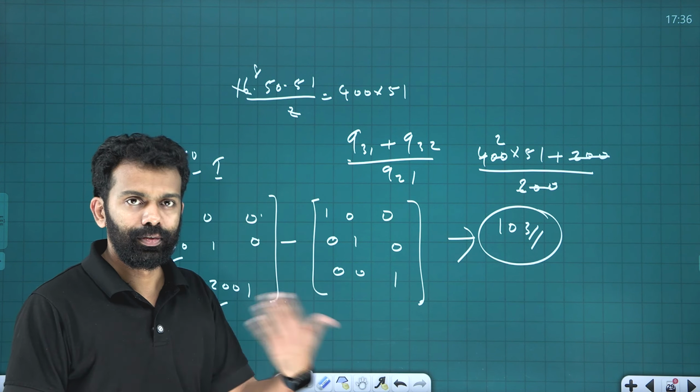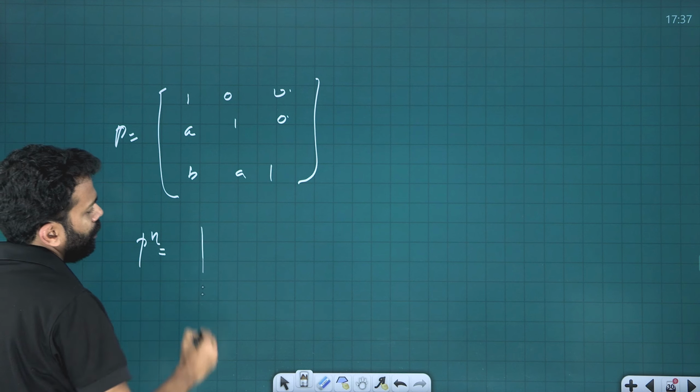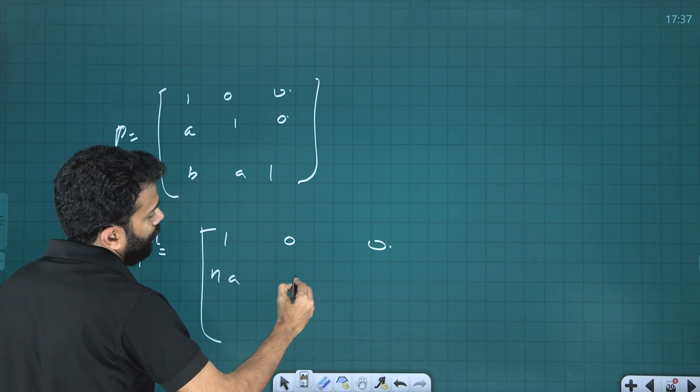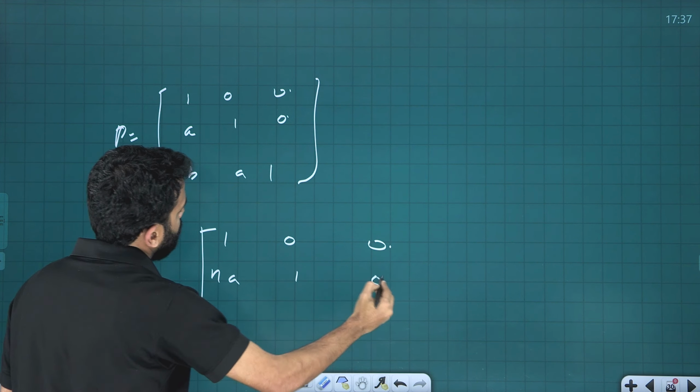Okay. Just one more thing. I am going to tell you a shortcut for this matrix. This matrix was like this: 1, 0, 0, 1, 1, and here also it was 0, then A, B, A. If it is P, then P raised to n is equal to 1, 0, 0, nA, 1, 0, n into (n plus 1) by 2 into B, nA, 1. Using this, you will easily get the answer.